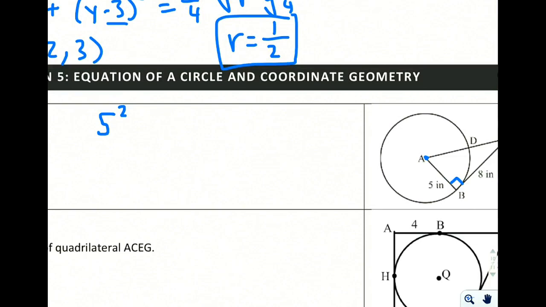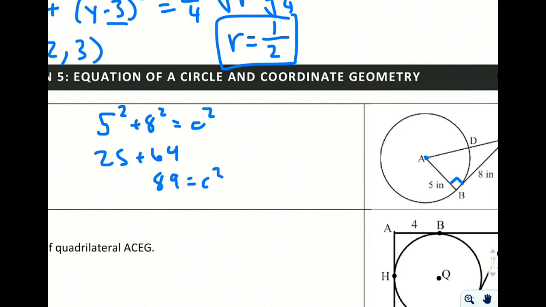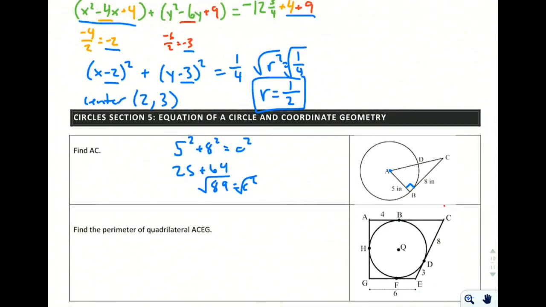So we can do 5 squared plus 8 squared is equal to our third side squared. 25 plus 64 is going to equal 89. And if we square root both sides, then our unknown side is going to be the square root of 89.